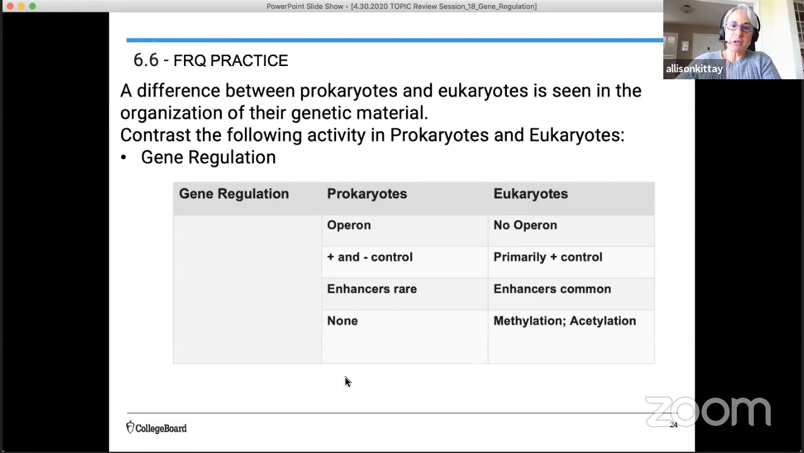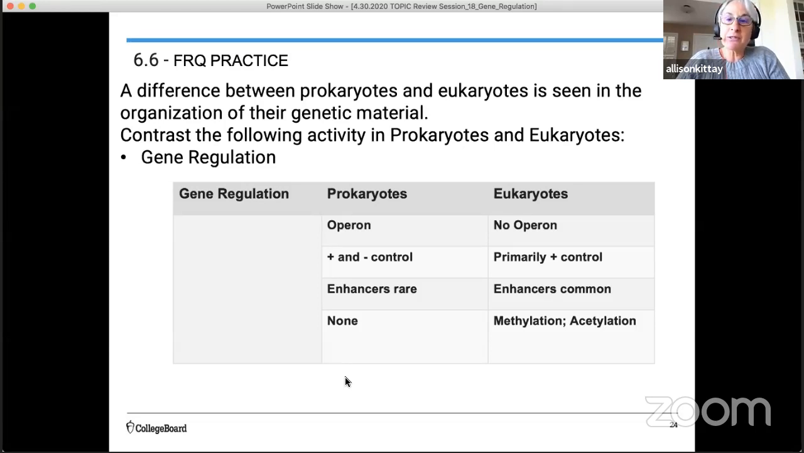In prokaryotes, we use operons, right? So we have one single on-off switch in a sequence in DNA that's all together. In eukaryotes, there is no operon. In prokaryotes, we have both positive and negative control. In other words, we can induce or repress those genes from being transcribed. In eukaryotes, our control is primarily positive control. In other words, the gene is not transcribed until that transcription initiation complex is in place. In prokaryotes, enhancers are rare, and as you saw, in eukaryotes, enhancers are commonly used.